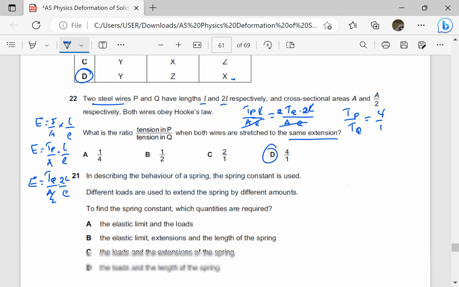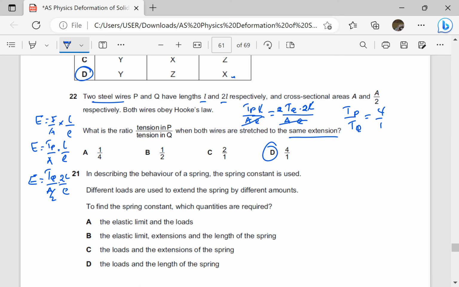In describing the behavior of a spring, the spring constant is used. Different loads are used to extend the spring by different amounts. To find a spring constant, which quantities are required? We know that force is equal to K times X. So it means if I have the load and the extension, I can find K. So the answer is going to be C: the loads and the extensions of the spring.